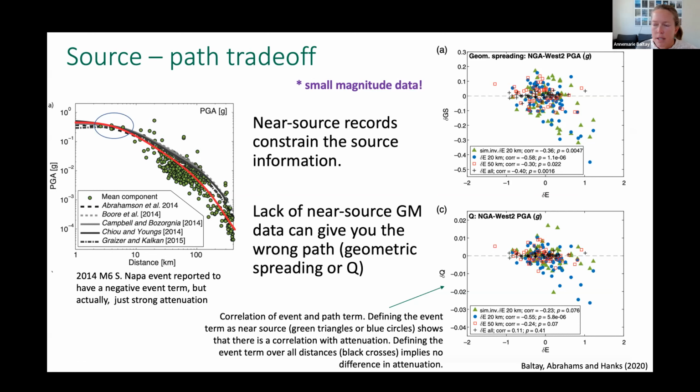So again, it's been said several times, but we just need the near source ground motion data to be able to constrain this information. So without that near source ground motion information, you also can't constrain the path.